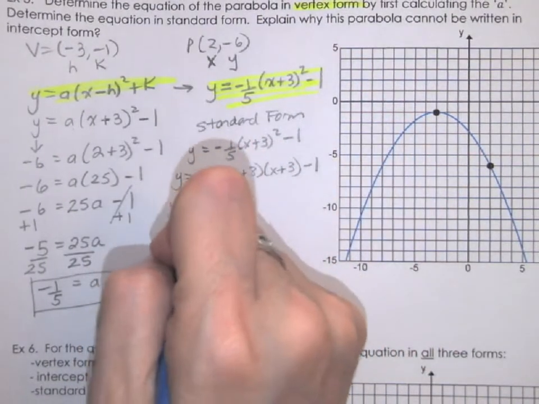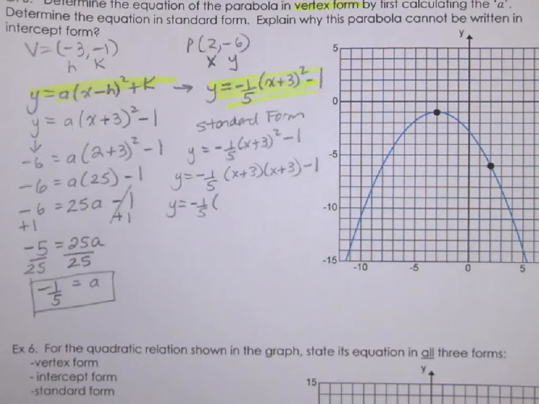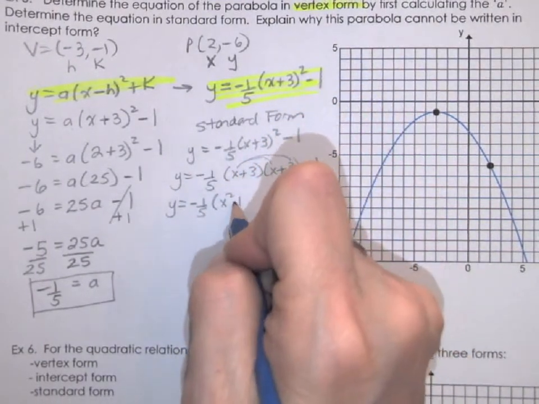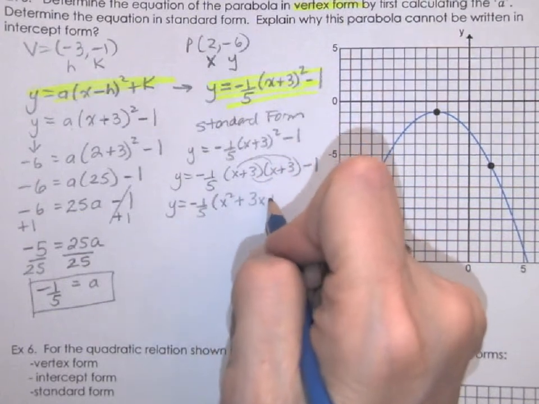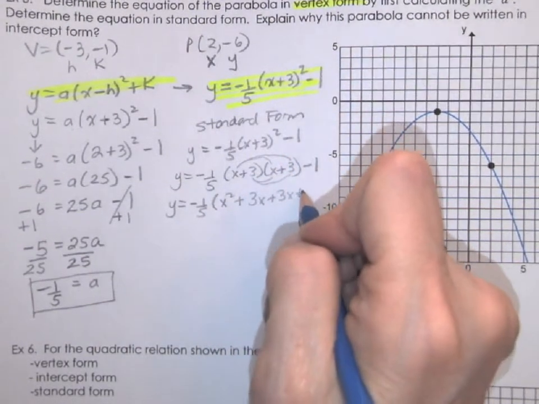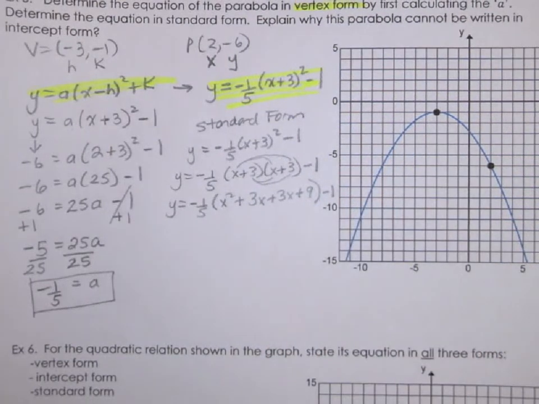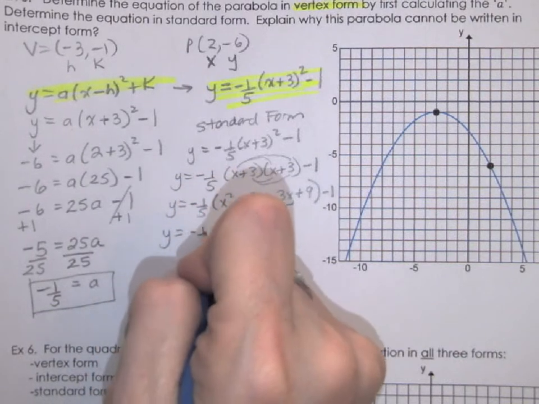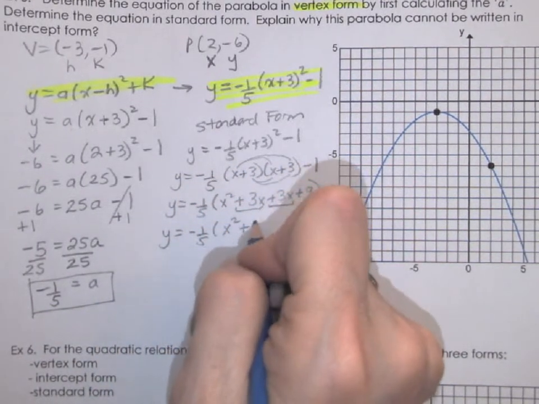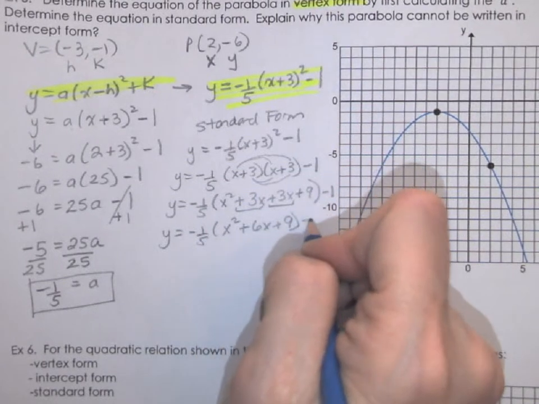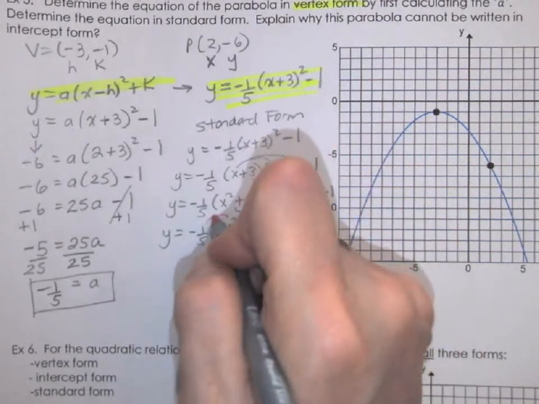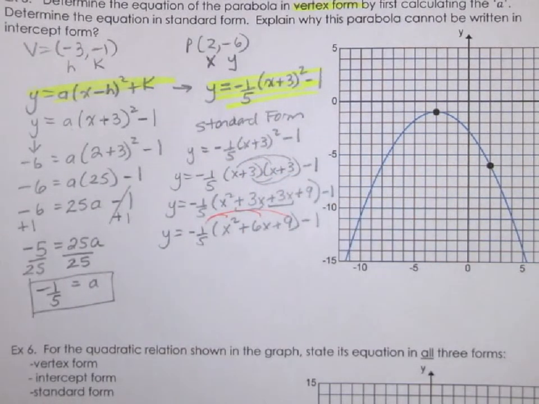And then I'm going to do the FOIL, so I'm going to leave the negative 1/5 out front and multiply the x plus 3 by x plus 3. So x squared plus 3x plus another 3x plus 9, close my bracket, minus 1. I can collect these like terms. So now, before I can subtract 1, I have to follow BEDMAS here. I have to multiply. And you have to multiply using the distributive property.